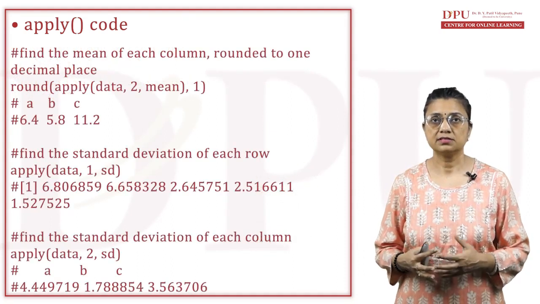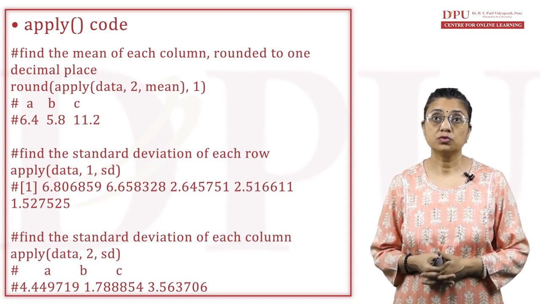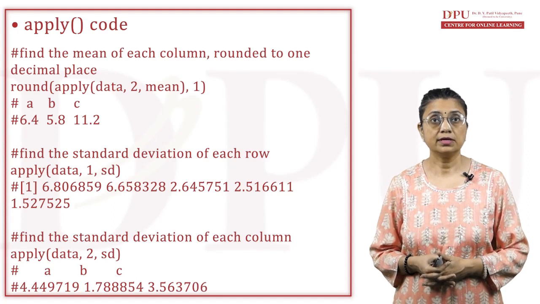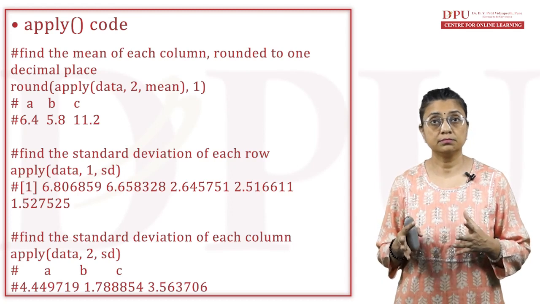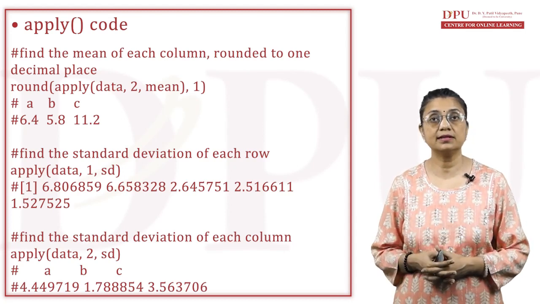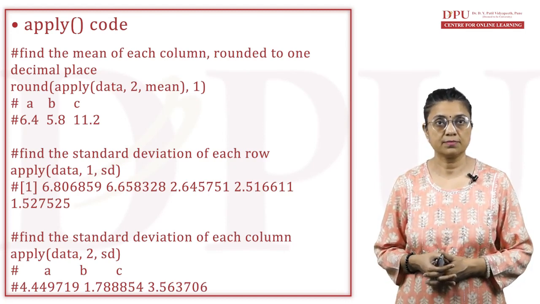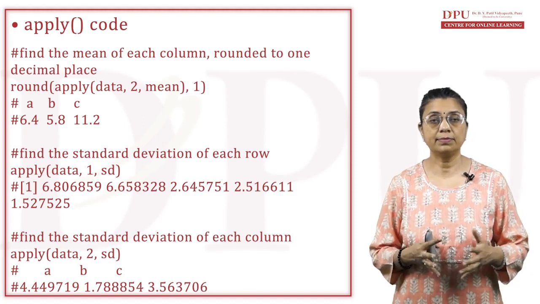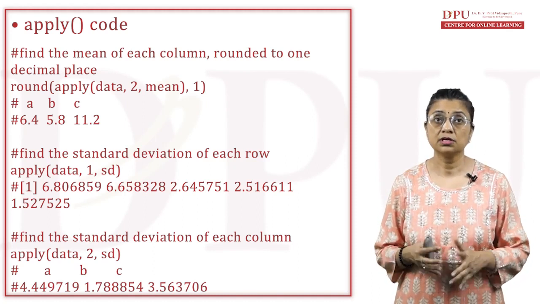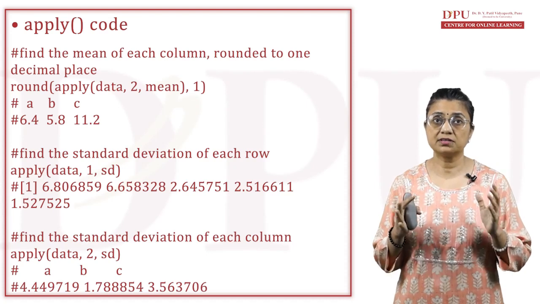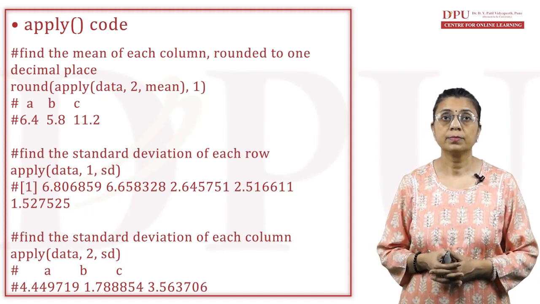Now, let's take a variation of apply and understand better. Find the mean of each column rounded to 1 decimal place. In this case, I'm applying the function, but if the mean has more than one significant digit in the result, I am rounding that to 1 decimal place. So I pass the apply function within the round function. Students, the round function is a mathematical function where the first parameter is the number, and the second one is the number of digits after the decimal point.